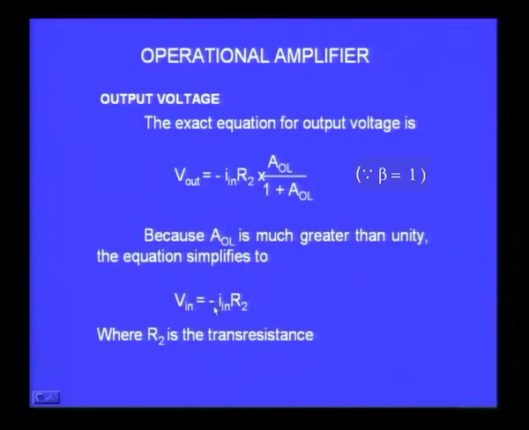Why is there a minus? The minus sign shows that there is a phase inversion. The output voltage is negative. The input current is a source. You provide a current source, then you get a negative voltage. If you provide a current sink at the input, you will get a positive voltage. So there is a phase inversion at the output because of this, and R2 is the feedback resistance in this circuit.